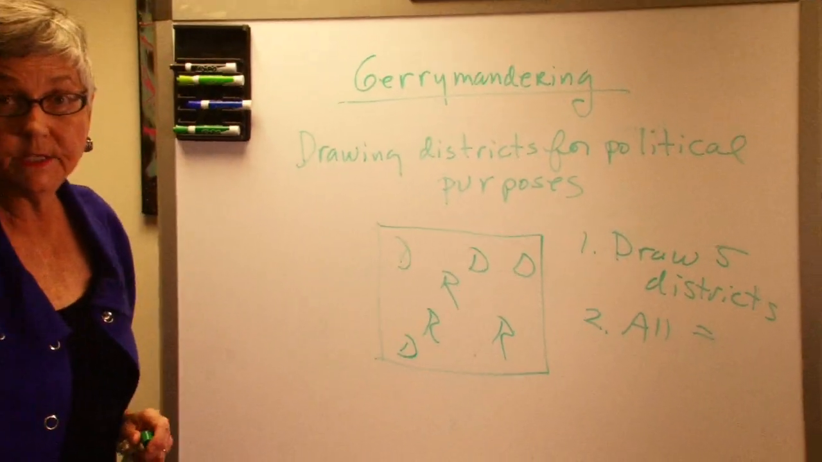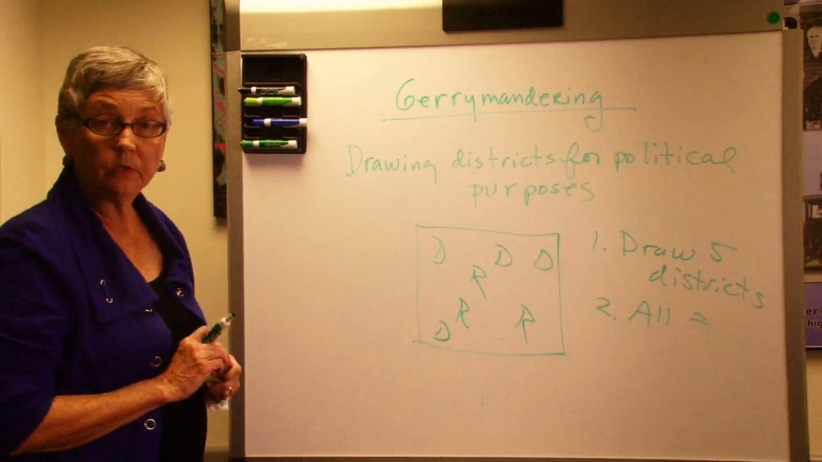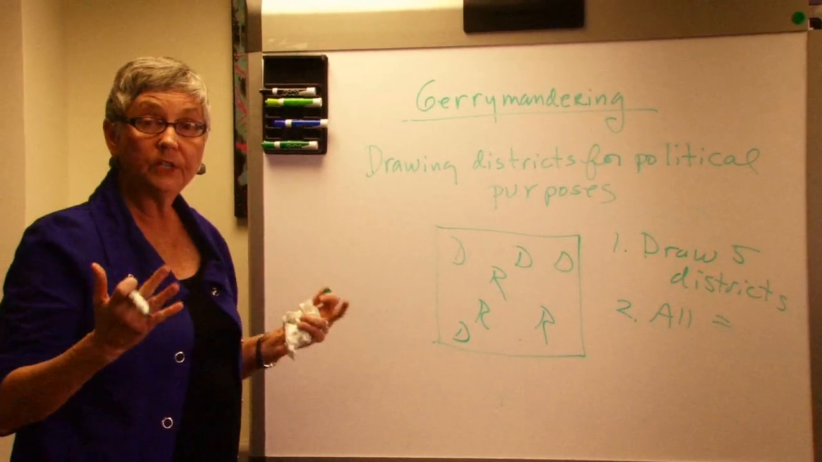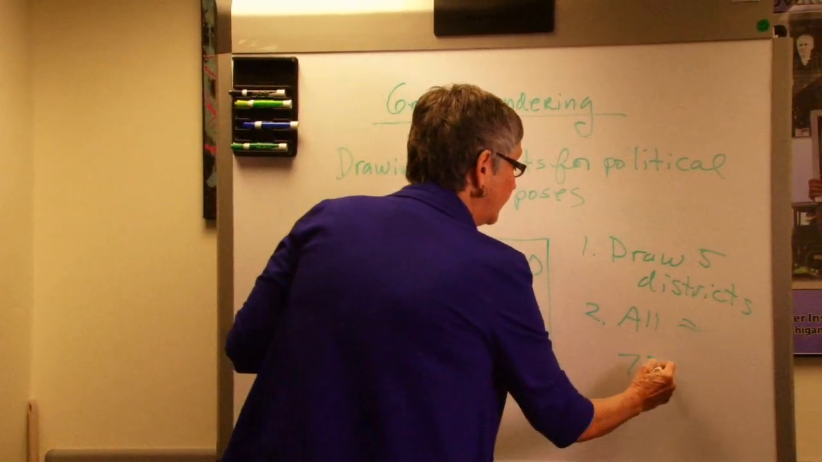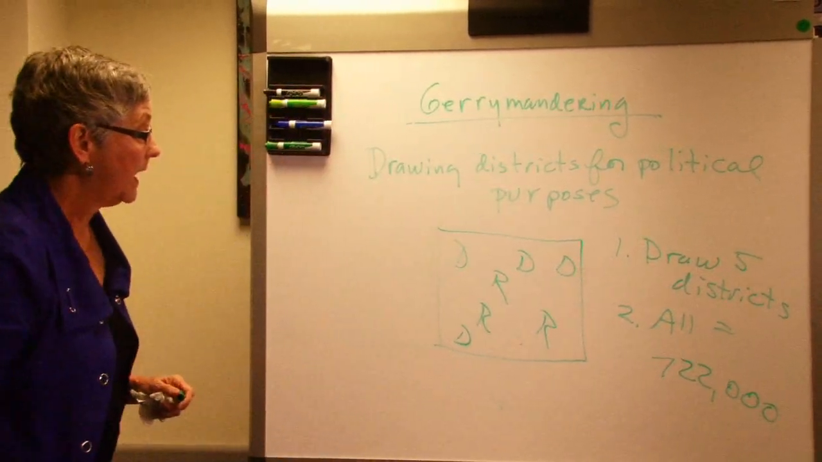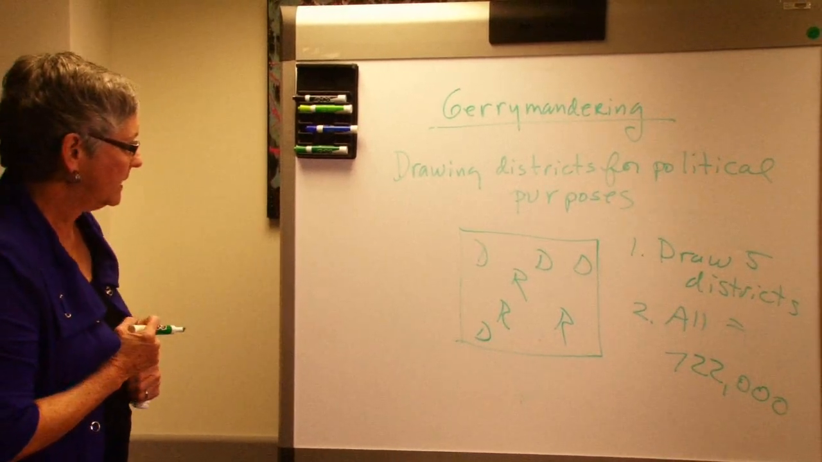Remember those court cases back in the 60s and 70s called the one man, one vote, or one person, one vote cases, which said that all districts have to be numerically equal. And for Congress, remember, there are about 722,000 people per district. So, okay, remember, what party? Democrat. All right, so let's see what I can do here.